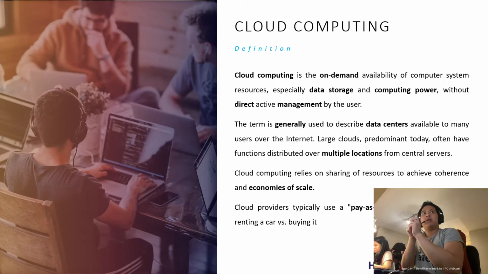Cloud computing relies on sharing resources, and the companies that provide the cloud achieve economies of scale because they buy a lot of hardware and software. It could be cheaper for them to buy it, and they will sell it to the company at a cheaper price, than if the company bought the hardware themselves. The same for software and licenses and everything else. And they typically use a pay-as-you-go model.